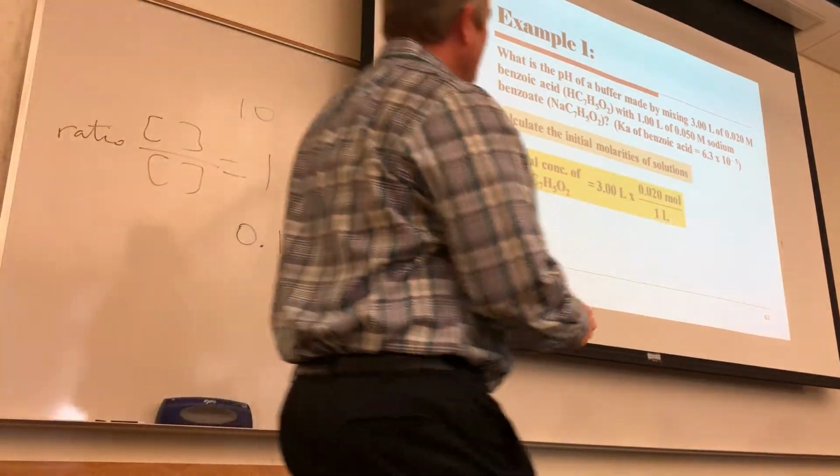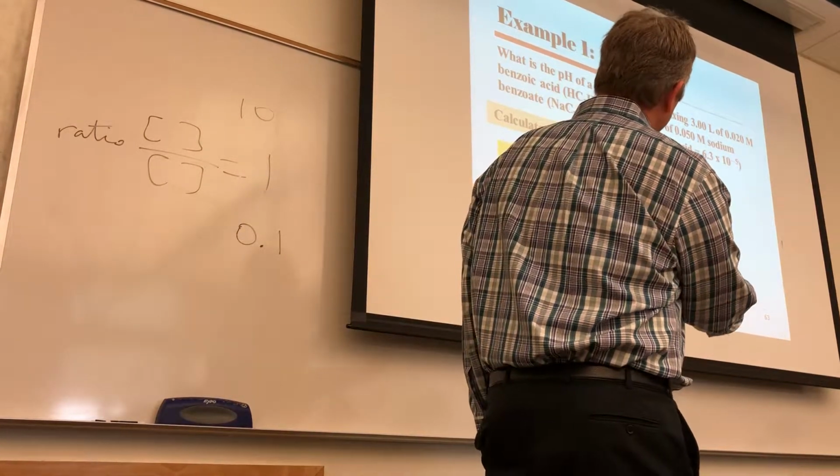Okay, so let's see. Calculate the molarities. 3 molar of this gives me moles, and then I divide by the total.